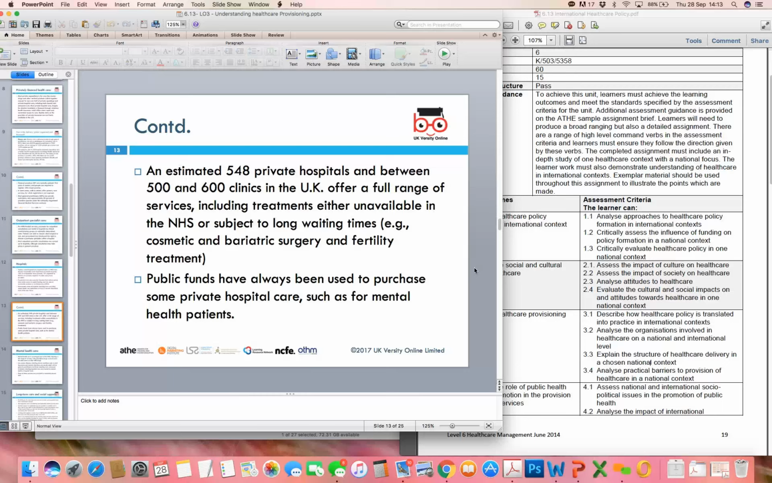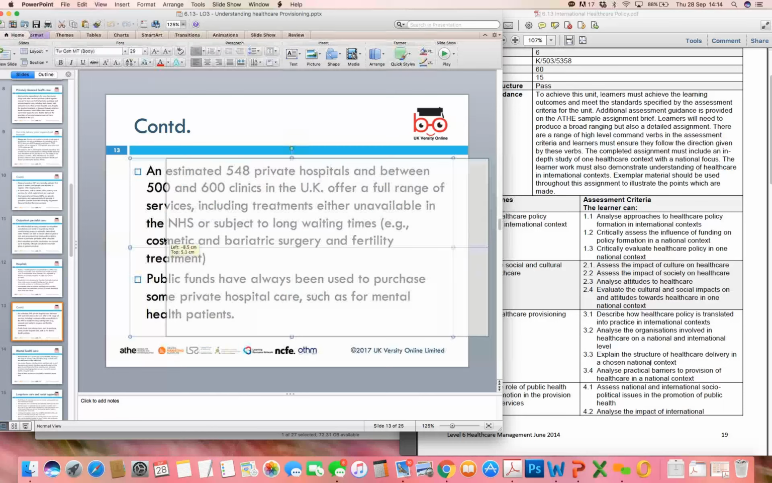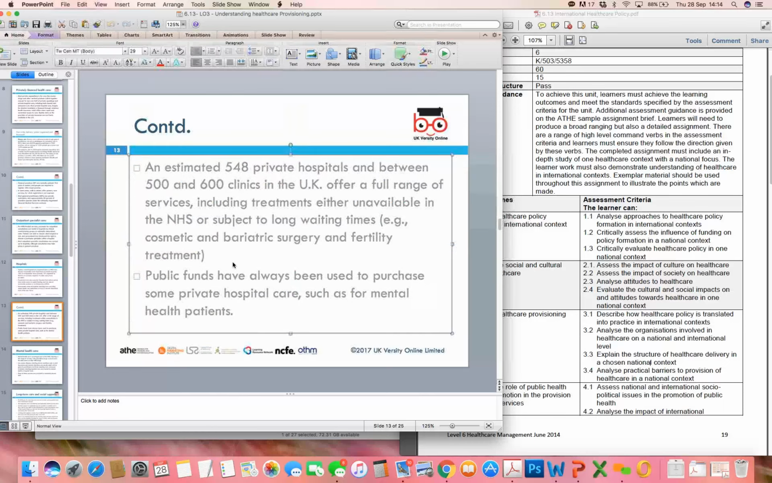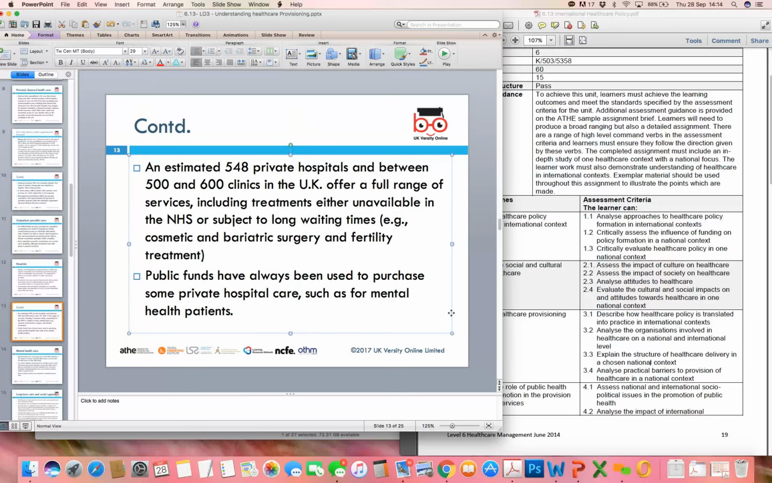So there are publicly funded hospitals and services which the NHS provides, but apart from that, you have services which the NHS allows you to receive from outside, which is primarily private service, given out through private hospitals, and there are about 550 in the UK. There are also about 500 to 600 clinics which provide specialist care, wherein you can pay for the treatment and receive it without any waiting times or interruptions from the NHS. They include things like cosmetic surgery, bariatric surgery, and fertility treatment, provisions that you normally go for when you look at private treatment.